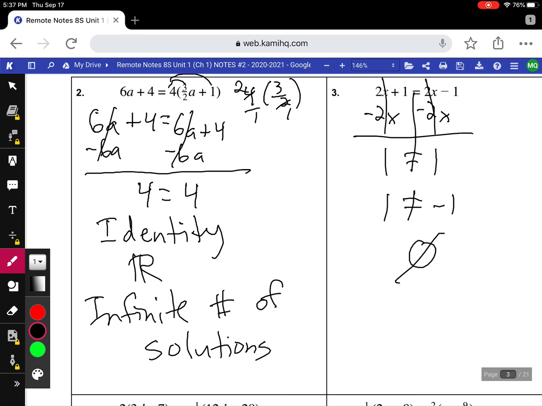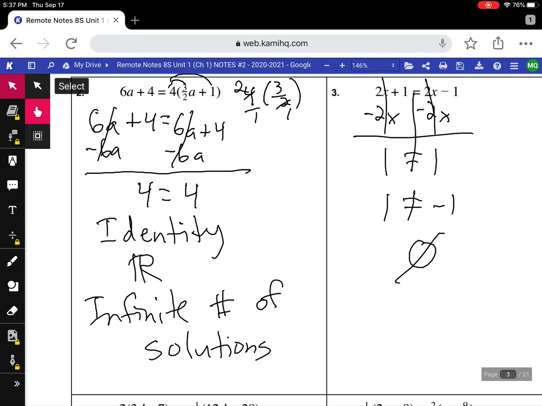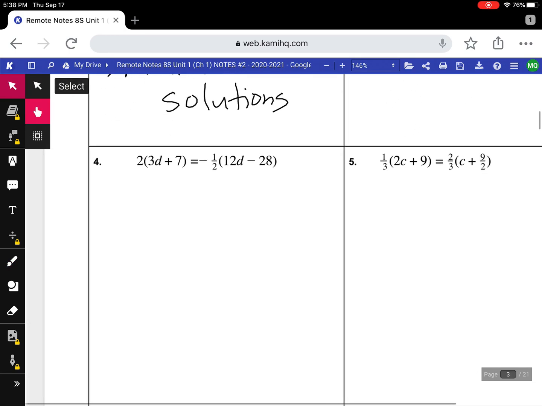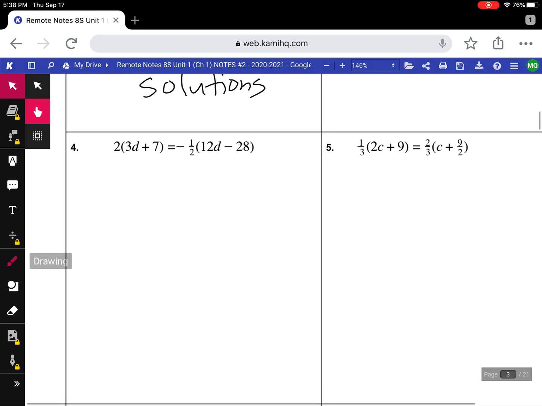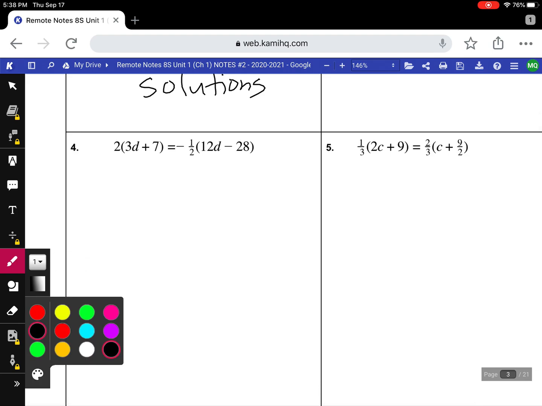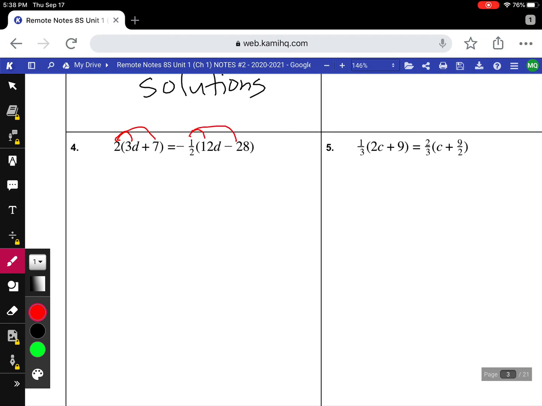Okay? Moving right along. Let's do one more example together. Let's look at 4. We've got a mess of a problem here. We've got everything going on. So the first thing in your mental checklist, you are going to use the distributive property. And it looks like for this problem, sorry, I'm just moving it around here. Looks like we're going to do it on both sides. Okay? So let's change to red.